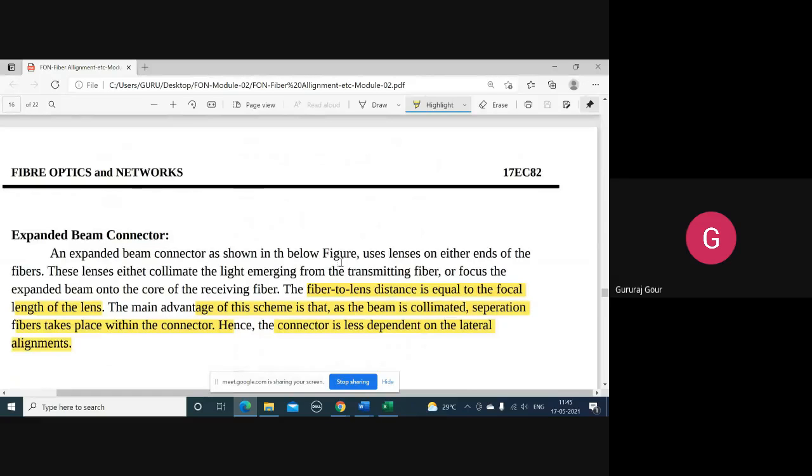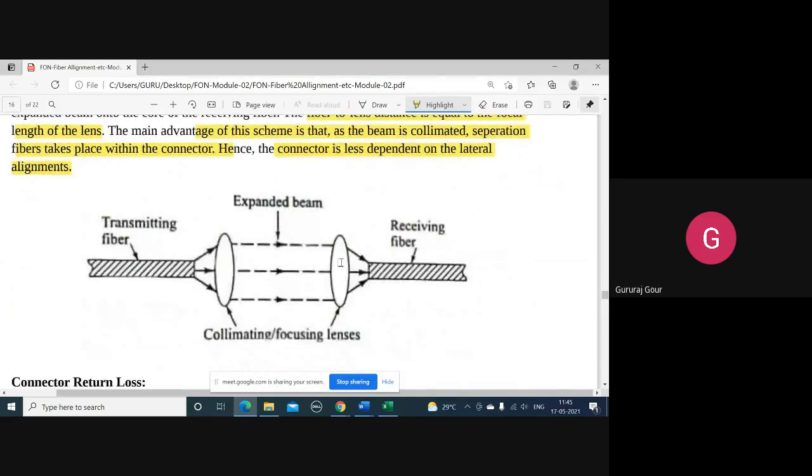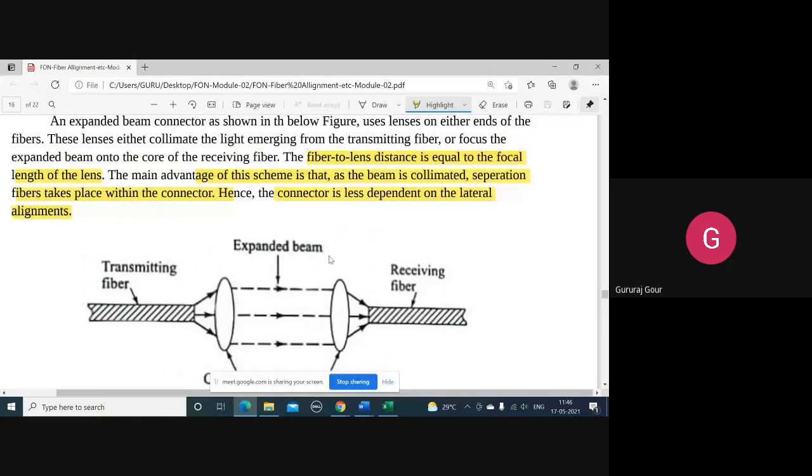Whereas in another type of connector, the expanded beam connector, we are going to use two lenses from the two fiber ends from which we want to form the joint. These lenses provide the collimated beam, but with the condition that the fiber to lens distance should be kept equal to the focal length of the lens. The main advantage of this scheme is that as the beam is collimated, meaning highly directional, separation of fibers takes place within the connector, and the connector is less dependent on lateral alignment.